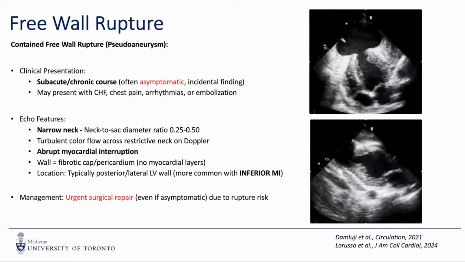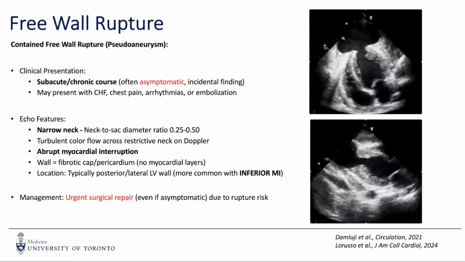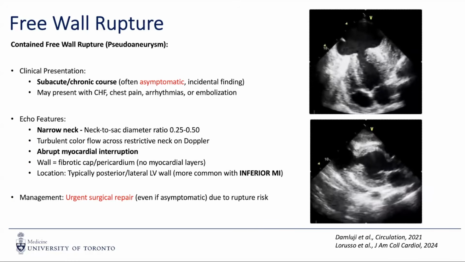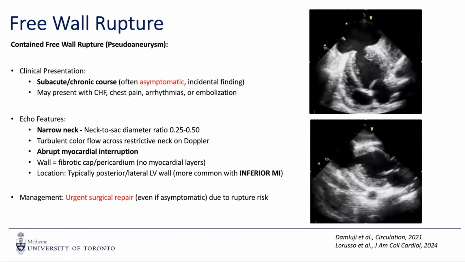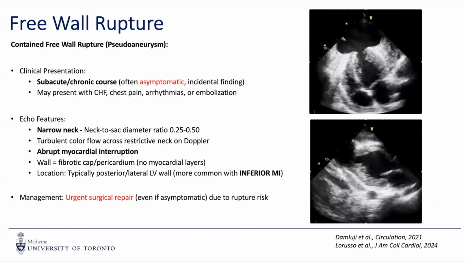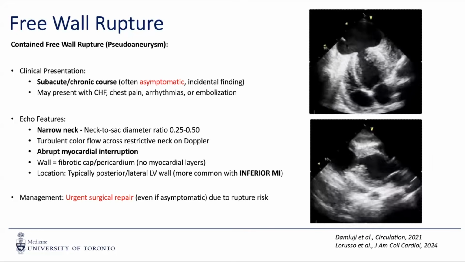And the key points, like we talked about a few minutes ago, is that you appreciate that there's a narrow neck there, and there's an abrupt myocardial interruption. This is how you're able to pick up a pseudoaneurysm as opposed to an LV aneurysm. It's important to understand that even though they're asymptomatic, they are associated with a high risk of rupture, and they should always be taken to the OR even if they have no symptoms.